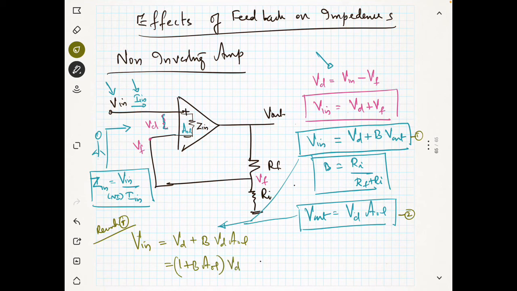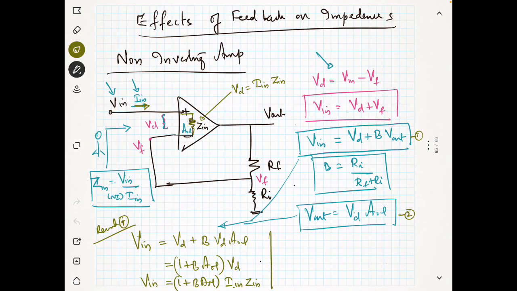But my Vd I can write in another way. You know there is an impedance here, and Vd is nothing but the voltage across this resistance. So my Vd I can write as the current going inside, I in, a very small current anyway, into Z in. So I can write 1 plus B into AOL into Vd is nothing but I in into Z in. Now this is my V in.